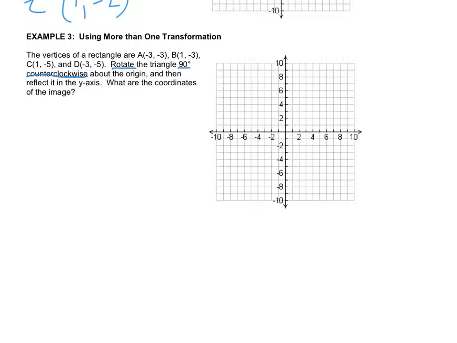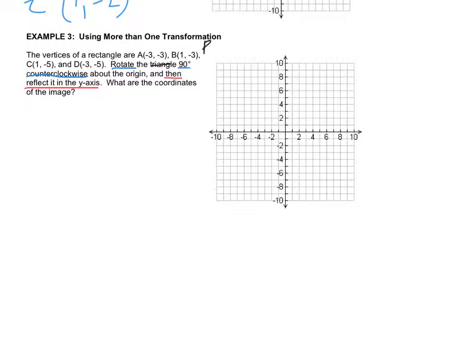Then we are reflecting in the y-axis. What are the coordinates? So we're doing two different things. We've got to make sure that we're careful about how we do each one of them. So pause the video.